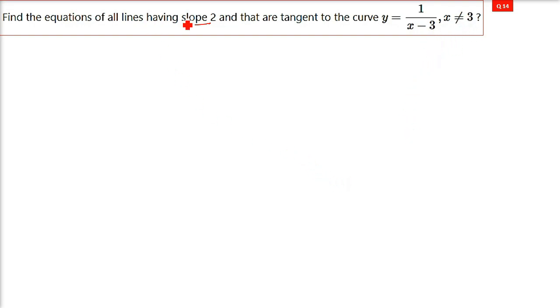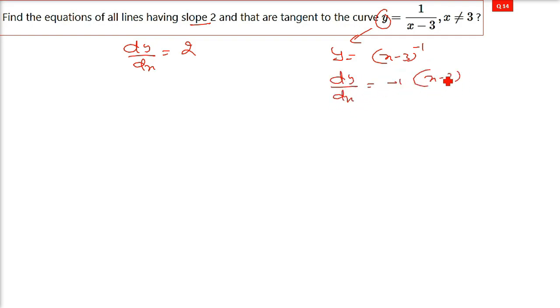First thing is, since the slope is already given in the question, dy/dx is already given in the question, which is 2. And then this y, when we have y, we always do what? dy/dx. So let us take dy/dx here. When you take dy/dx, because y is 1/(x - 3), I am writing (x - 3) raised to the power minus 1 in the numerator. So by the rule n x to the power n minus 1 for differentiation, we get negative 1 times (x - 3) to the power minus 2.